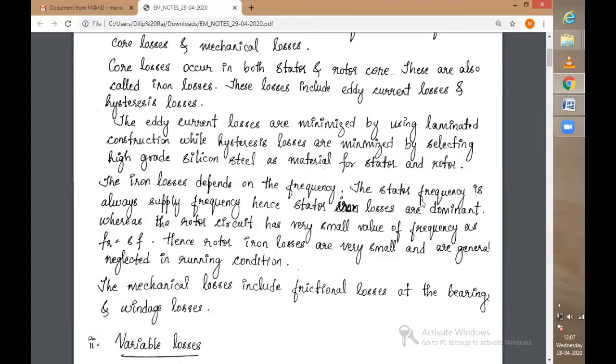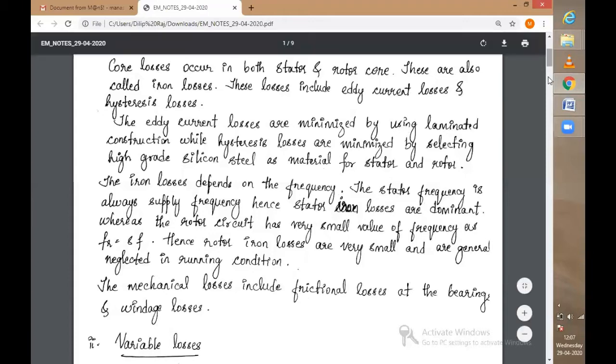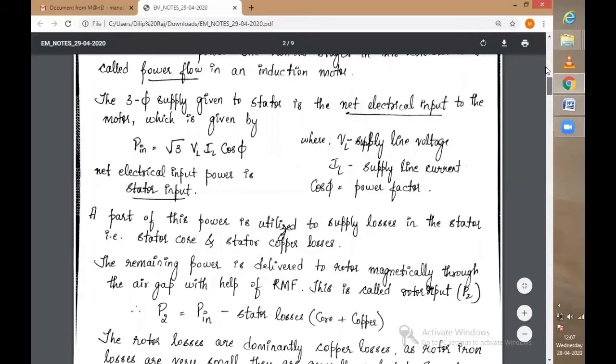As the stator frequency is the same as the supply frequency, the iron losses which occur in the stator core are more dominant compared to the iron losses which occur in the rotor of the same machine, which is why the rotor iron losses are generally neglected. So these core losses and mechanical losses for a given machine remain constant at any load condition, hence they are called constant losses. Moving on to the second type, that is variable loss.